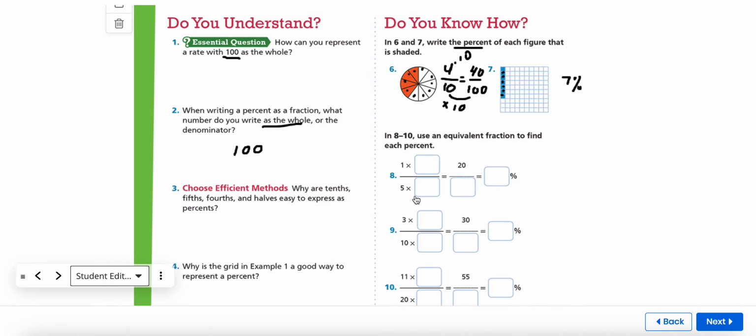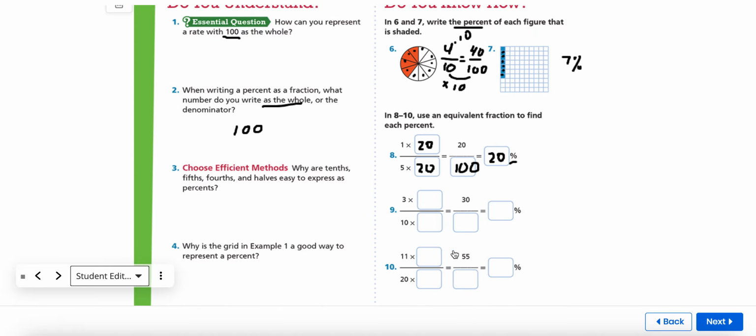Okay, in 8 through 10, use an equivalent fraction to find each percent. So we have 1/5, and we want to find out what percent. So they give me some boxes for me to fill in. So 1/5 is equal to 20 over what? Remember, 100. Every percent is out of 100. So 5 times what gives me 100? 5 times 20. That's where this 20 comes from, because 1 times 20 gives you 20. And then 20 out of 100 is 20%. This is just like saying that you have a 100 grid and 20 of them are shaded in. So that's 20%.